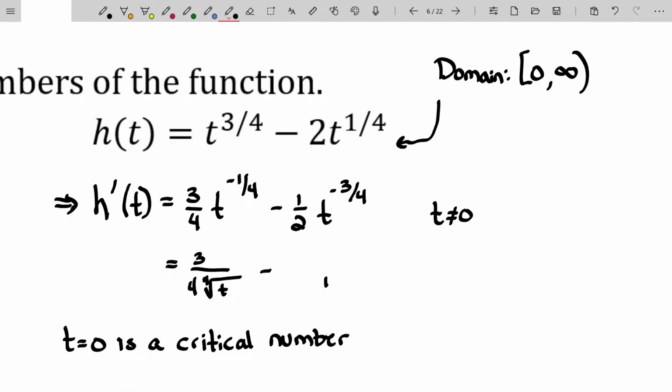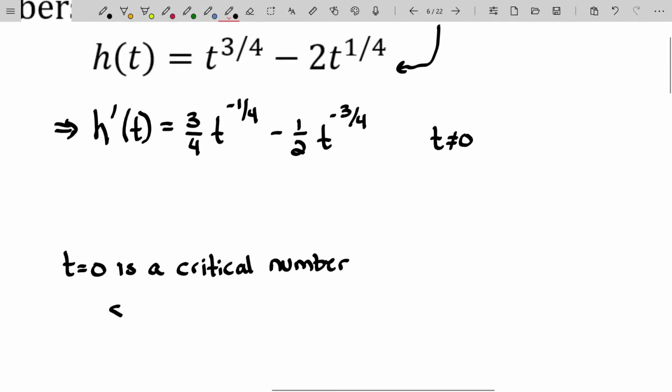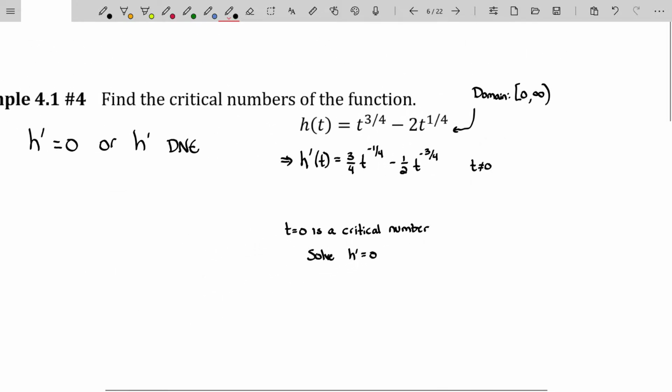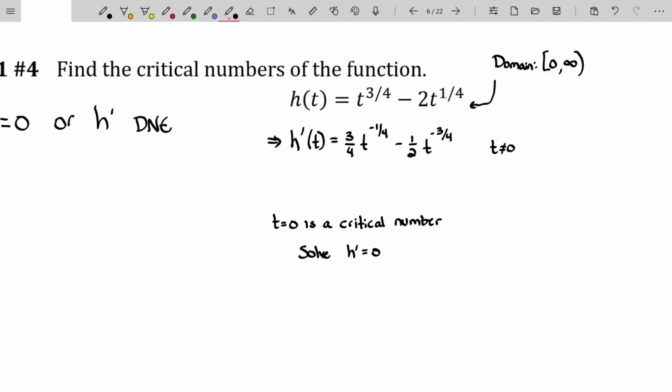I'm going to erase this because it's kind of in my way. Now we want to solve h prime is equal to 0. Remember, you're really curious about when is h prime 0 or when does h prime not exist? Well, we've already found when h prime does not exist.